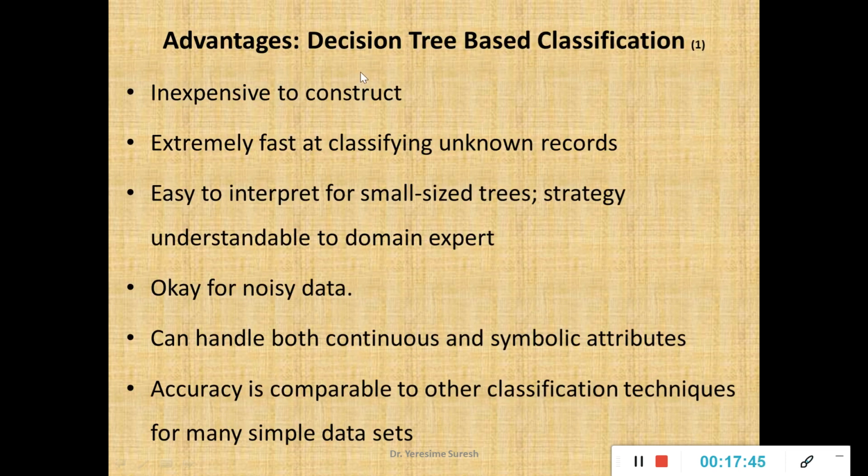Next, we'll look at the advantages of your decision tree based classification or your Hunt's algorithm. It is inexpensive to construct. Why? Because there are only two steps. If I find all the class labels having unique class label as yes or no, that itself will be my leaf node. So it is inexpensive. There are no more design criteria. And obviously when there are no more design criteria, it is extremely fast in classifying unknown records, and it will be easy to interpret because the decision tree will be small. It will be easy to interpret for any given domain expert.